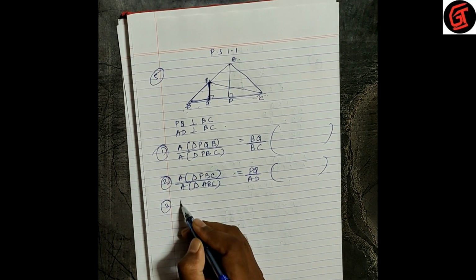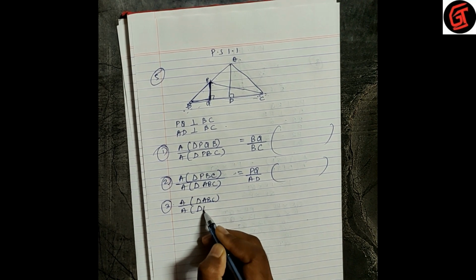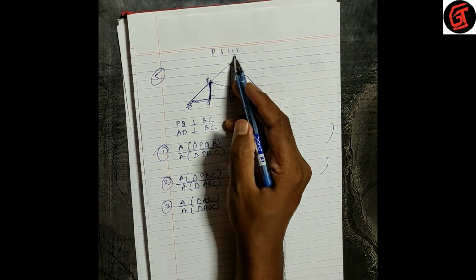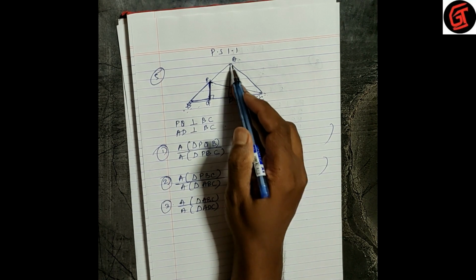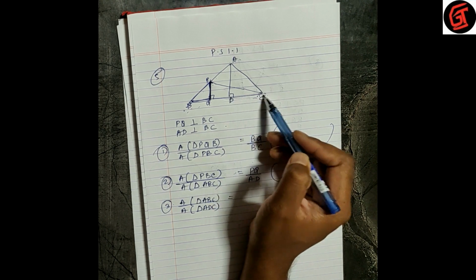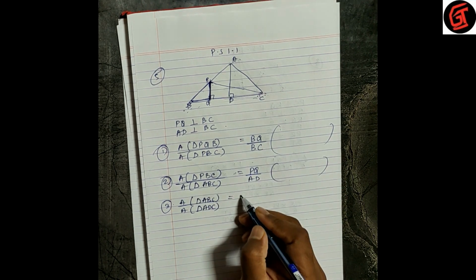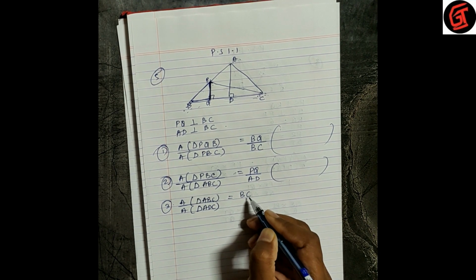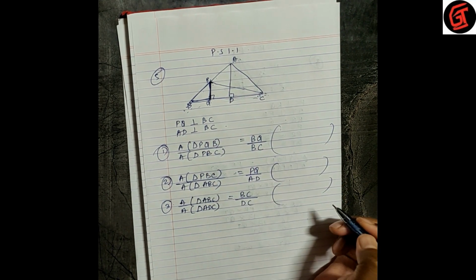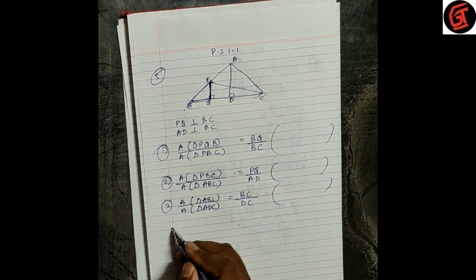Okay, the next one, area of triangle ABC upon area of triangle ADC is equal to, now ABC, base BC, height AD, and ADC, base DC, height AD. So here if you see, the heights are equal. So ABC is equal to base upon base. So base of ABC is BC, base of ADC is DC. Reason: ratio of areas of two triangles with equal height is equal to base upon base.